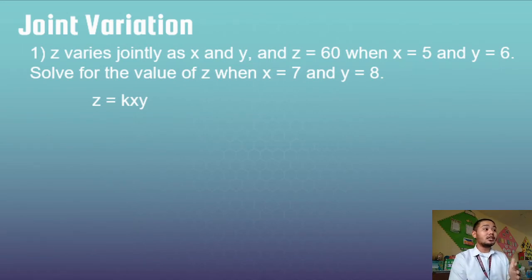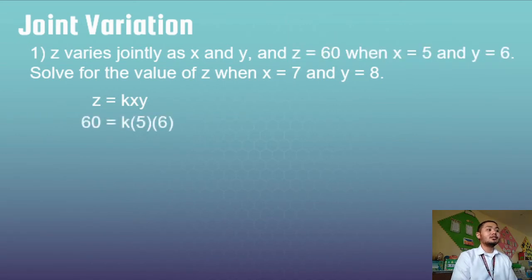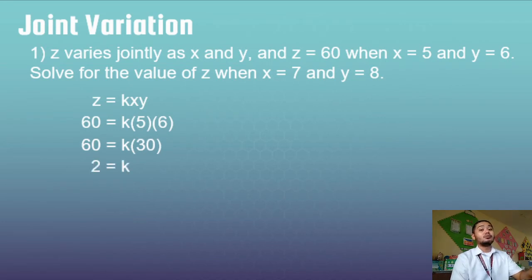Okay? So yung z, papalitan natin ng 60, yung x, papalitan ng 5, and yung y, papalitan ng 6. Okay? Solving for k, so yung 5 times 6, that is 30. And then, divide both sides by 30 to get the value of k. So k now is 2. So meron na tayong constant of variation. Isusulat naman natin ngayon yung equation of variation. So, papalitan yung k dito ng 2. So yung equation of variation natin sa problem na to, that would be z is equal to 2xy.